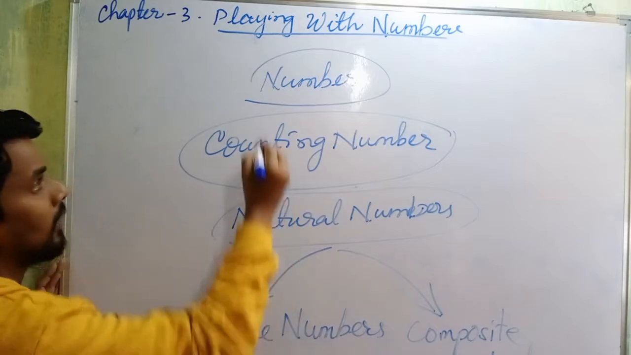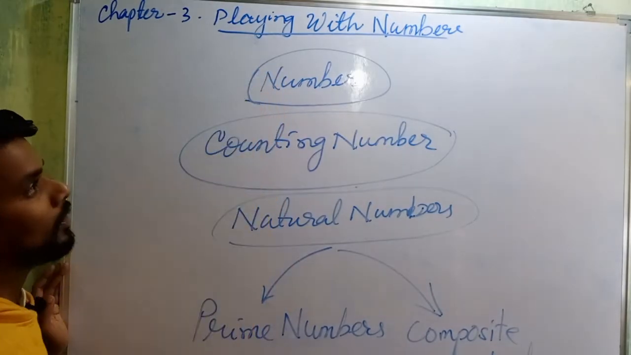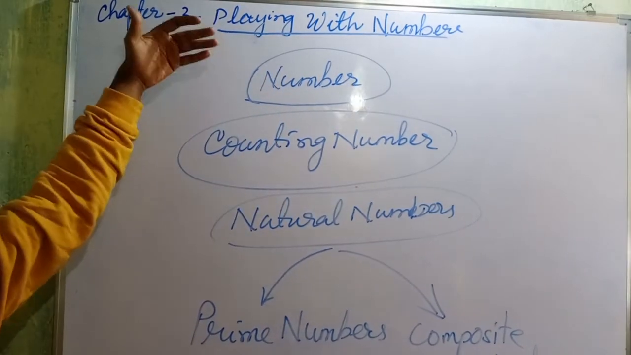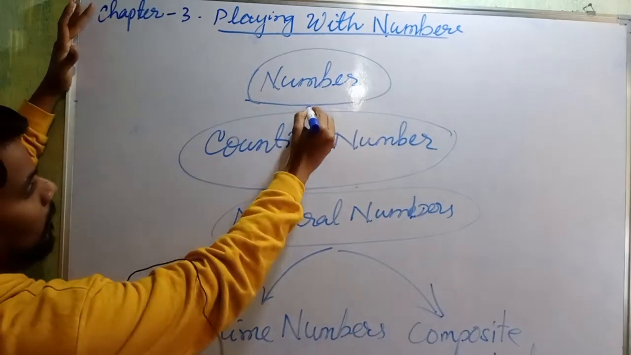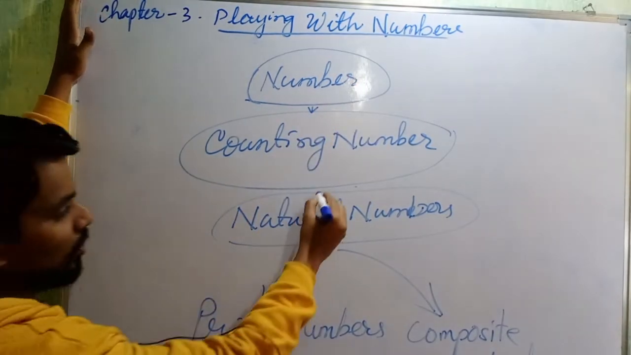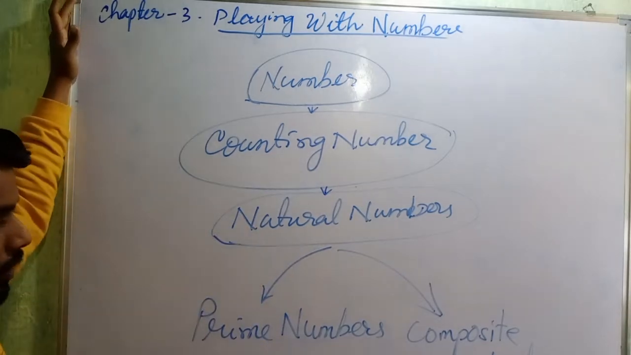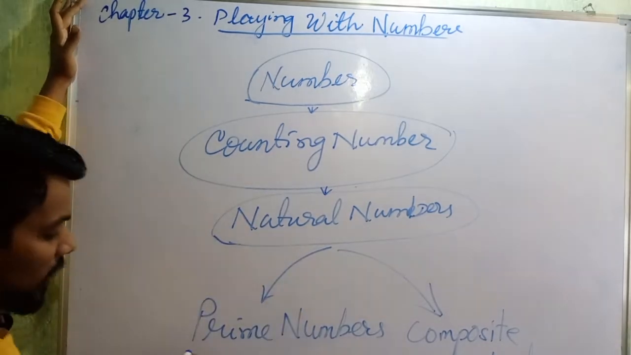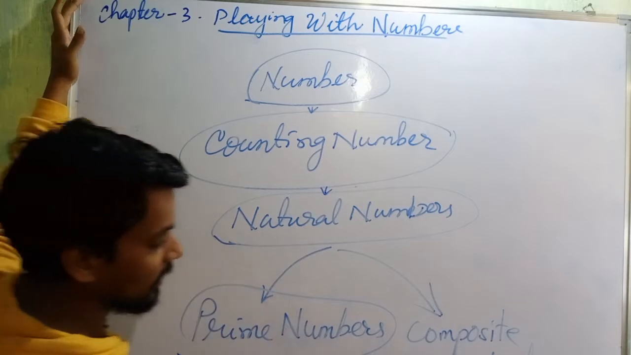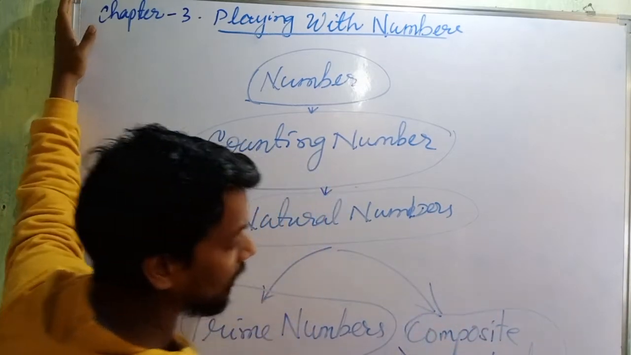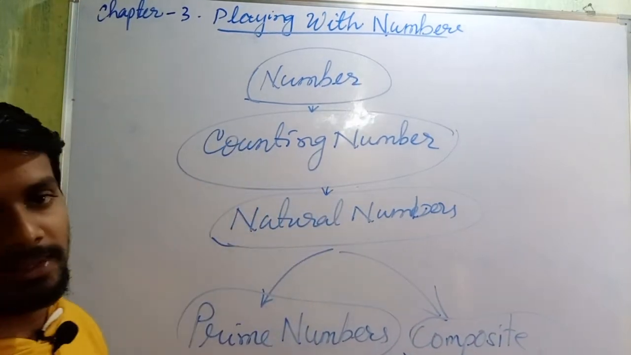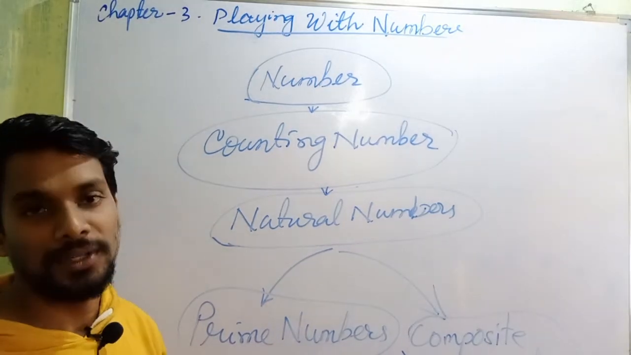Again I'll explain. We are studying about numbers. So numbers, or counting numbers, or these are natural numbers too. So they are further divided into two parts. They are prime numbers and composite numbers. Today we will be discussing what are prime numbers and what are composite numbers.